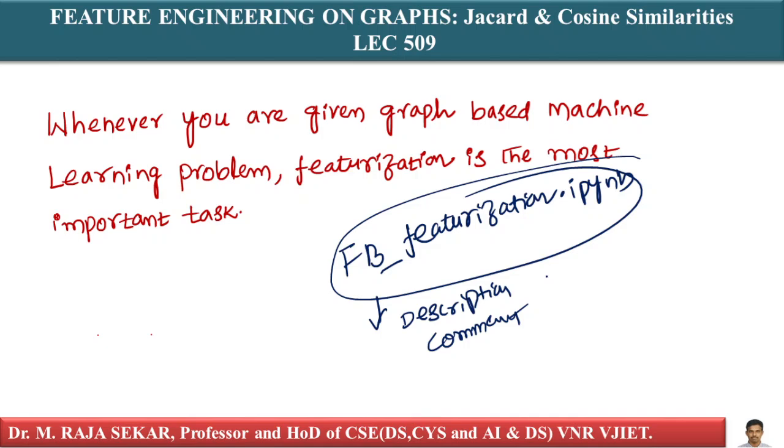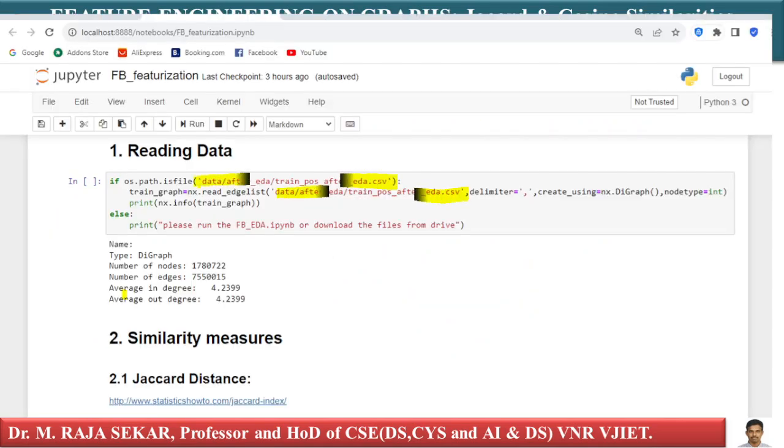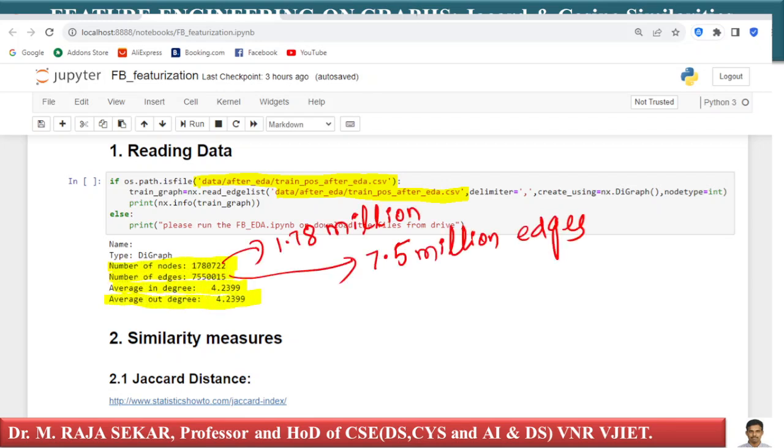Having said that, I have training data after EDA. At the end of the EDA I actually created this file, and I am loading it now. As you might remember, we have 1.78 million vertices or nodes or people who have 7.5 million edges between them, with an average in degree of 4.2399 and average out degree of 4.2399, isn't it?